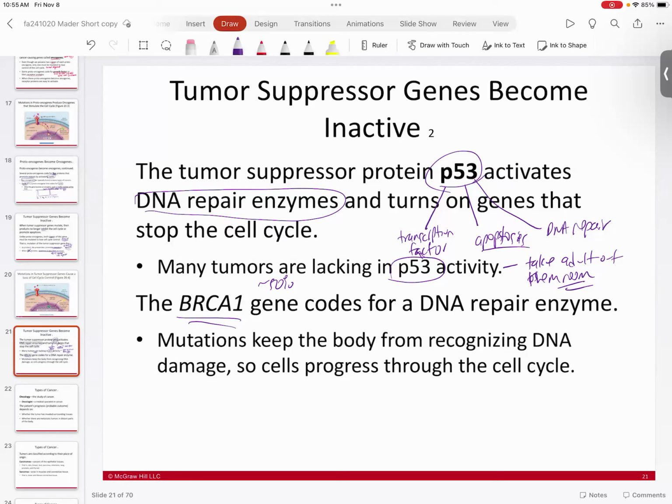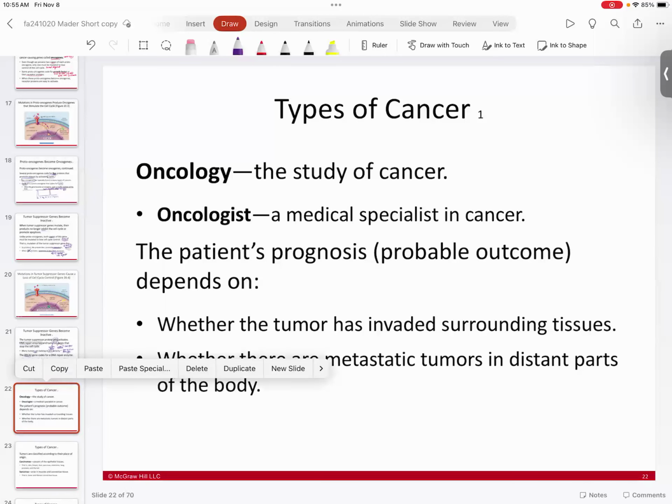And so these typical genes, if you have a mutation in them, will disable your body from being able to recognize damaged DNA, and they'll progress through the cell cycle and begin to accumulate. So you can either take P53 out of commission, that way nobody can tell you what to do, or you can actually mutate the repair enzymes, and that's another strategy that we see amongst cancer as well, as they oftentimes will go after repair enzymes and mutate those.